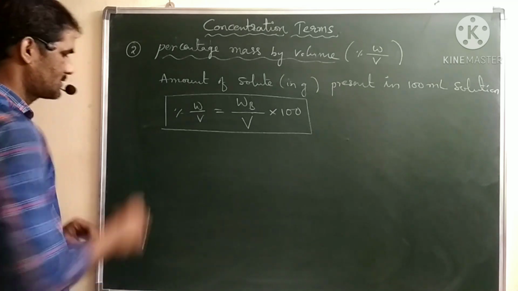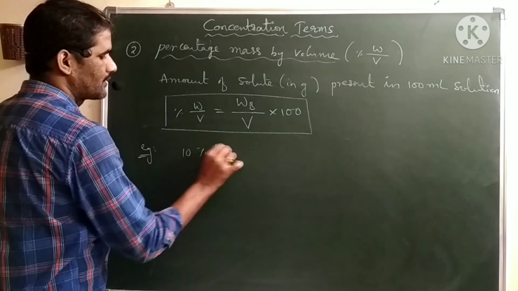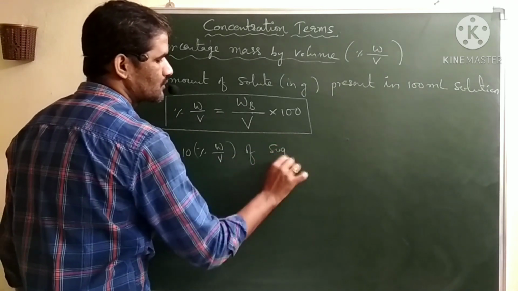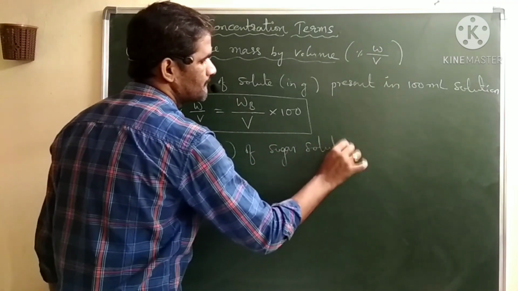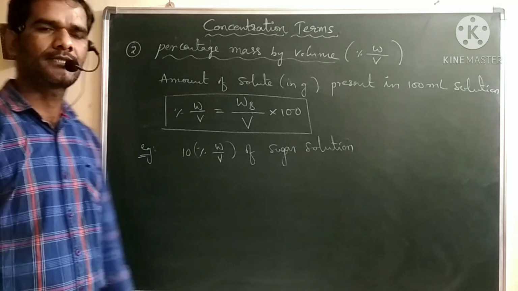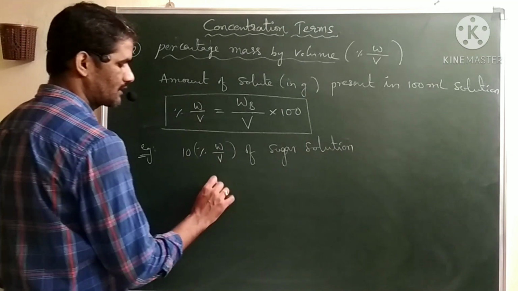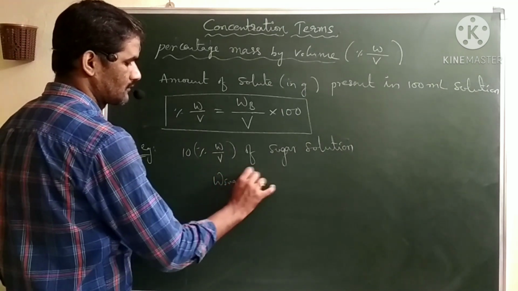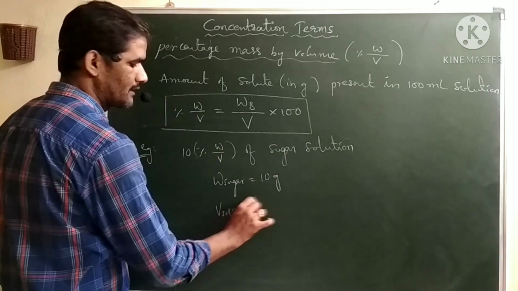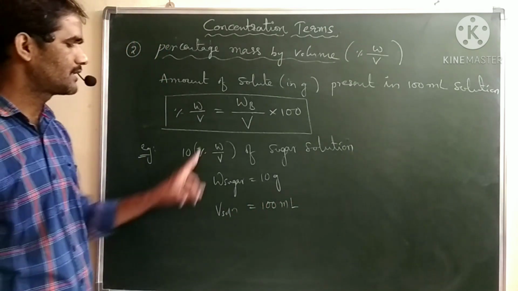Now again, the indications. Let us take one example: 10 percentage W by V of sugar solution. What does it mean? Here 10 grams of sugar is present in 100 ml of solution. So weight of sugar is equal to 10 grams and volume of solution is equal to 100 ml. That is its representation, 10 percentage weight by volume.